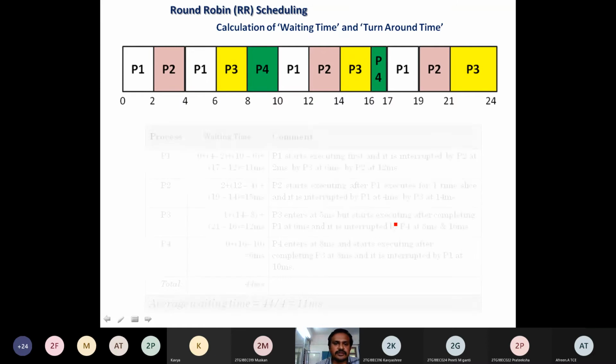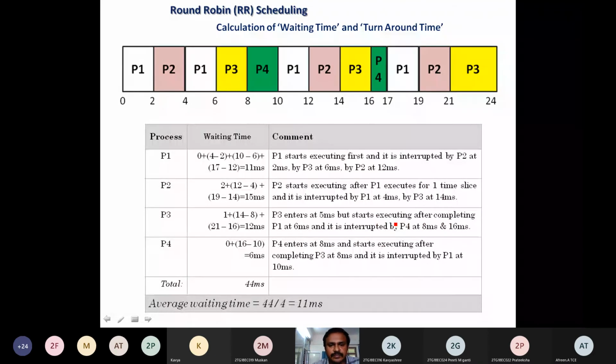So the waiting time here, for P1, 4 different time slots we are going to observe. How much time has it waited? At the beginning, P1 has no waiting time. Once it came, it immediately started its execution for the predefined time slice, that is 2 milliseconds. After that, it is preempted and it has to wait for its turn.